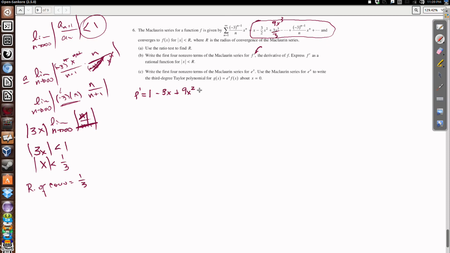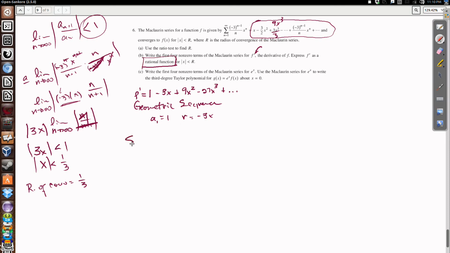The next one's going to be 27x to the 4th over 4, so this is going to be minus 27x cubed plus dot dot dot. And one of the things that I notice here is that this is a geometric sequence, where my first term is 1 and my common ratio is -3x. And that's important because we're looking for a rational function to represent this.